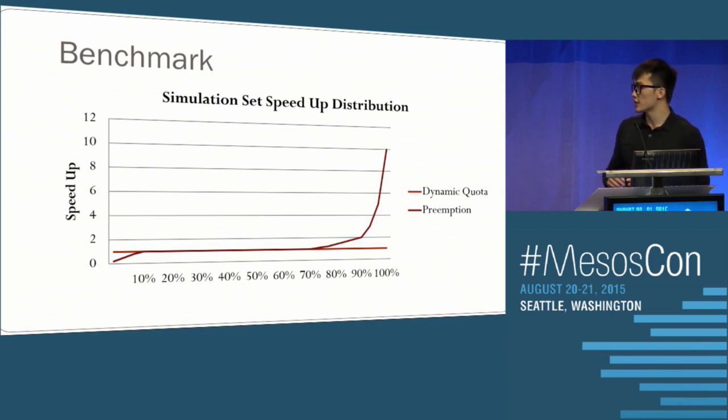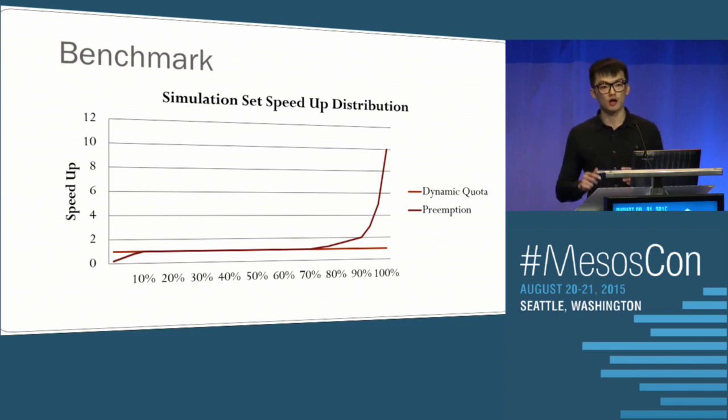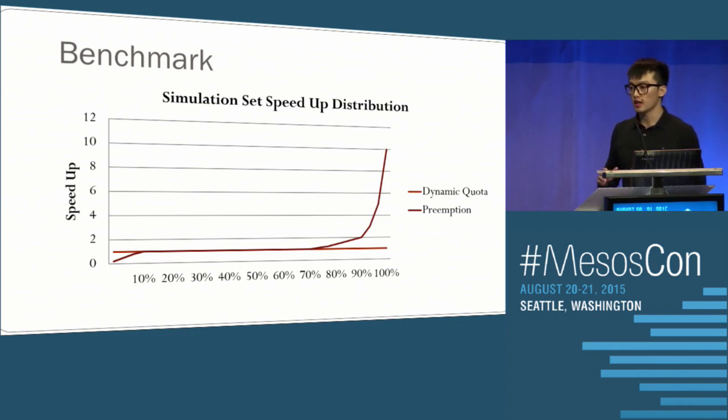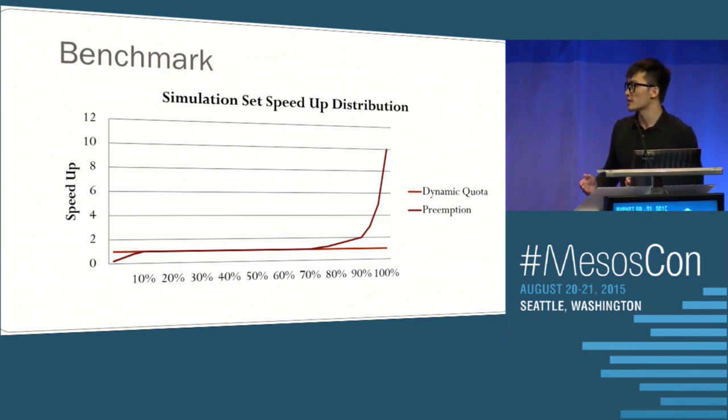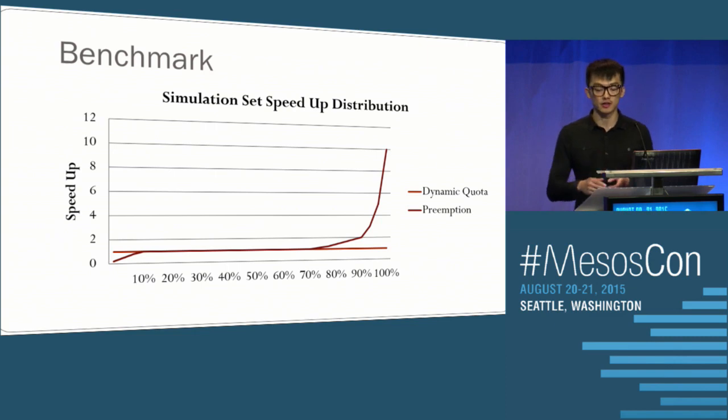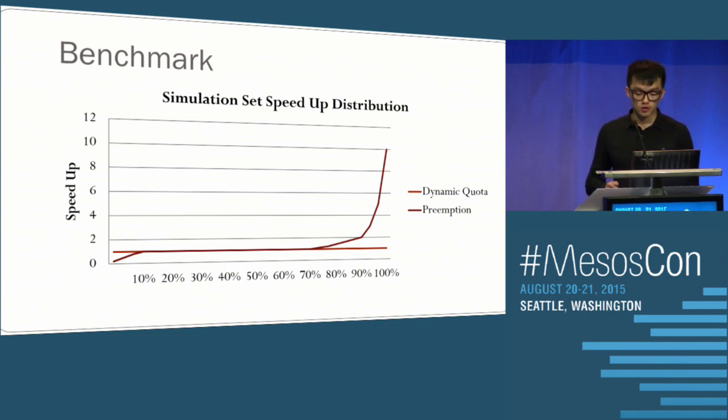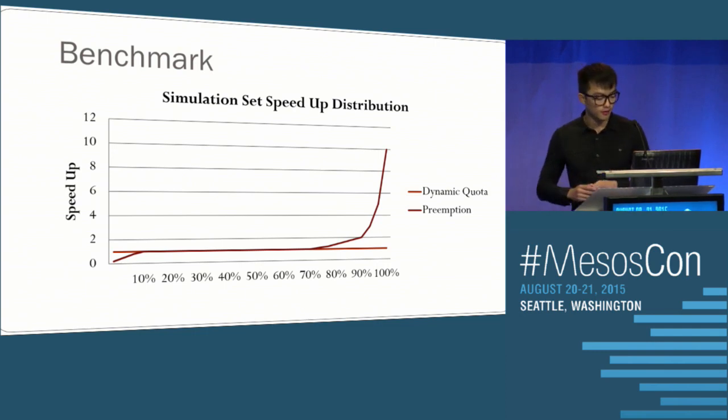To explain it a little bit, first let's look at the left side of the graph. 10% of the simulation sets actually run slower in the preemption case. Why is that? Because those are large batch computations that used to go through the night. They grab a lot of resources, they don't get preempted, and they just carry along in the dynamic quota case, that's why they run faster. And in the preemption case, they actually get preempted, and that's exactly the thing we want to do, to preempt those batch jobs from taking a lot of resources throughout the day.